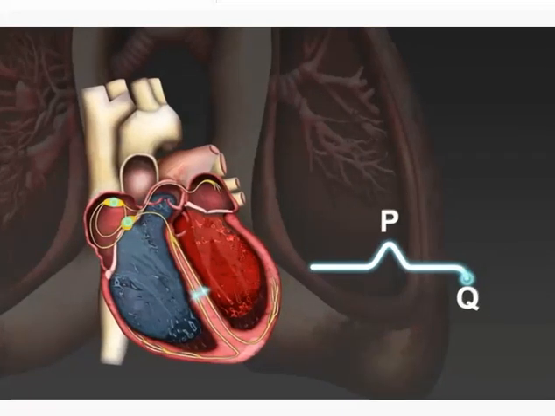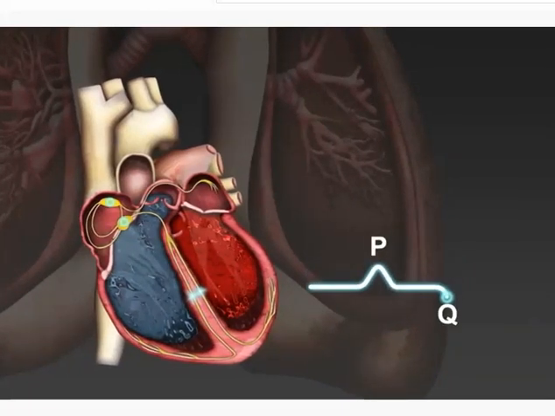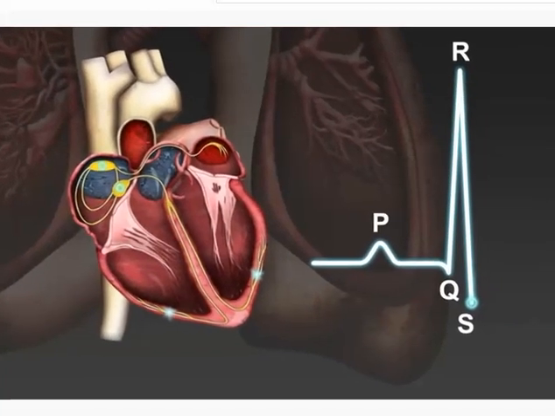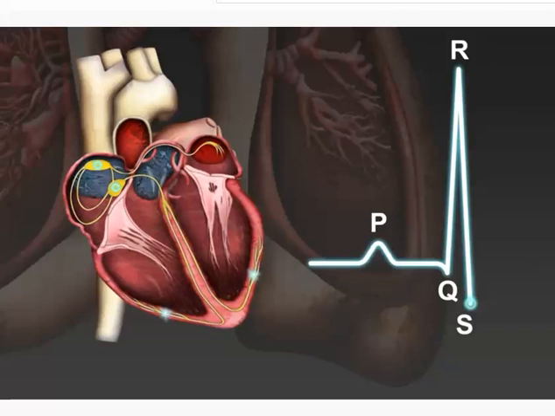The passage of the electrical signal through the ventricles produces a large spike called the QRS complex. The QRS complex is much larger than the P wave because the ventricles are much larger than the atria and so produce more electrical activity. Most of the QRS complex represents depolarization of the left ventricle, which has much greater mass than the right.